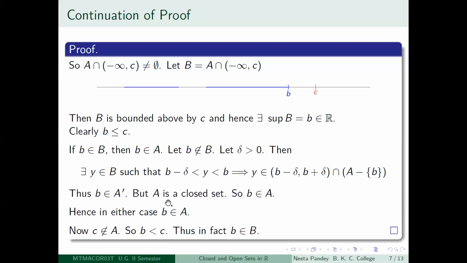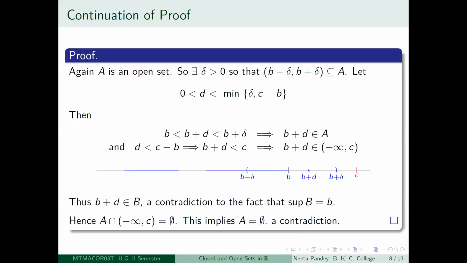Now you have the fact that A is a closed set. So b has to belong to A. So b is always in A and C is not in A. So b has to be strictly less than C as before. Since b is strictly less than C, it means that b belongs to A intersection the open interval minus infinity to C. Hence little b belongs to capital B. All right. So this will again lead to a contradiction. So little b belongs to capital B, which we have now shown by putting a straight segment here.